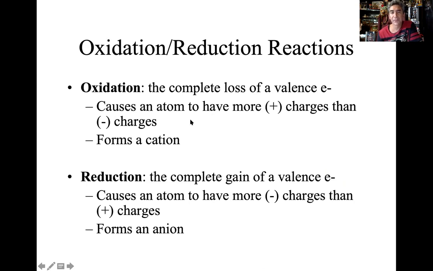So oxidation. Reduction, the opposite. We're going to keep the number of protons the same, but we gain more and more negative charges. So that gives us an overall negative charge. So a negative ion, anion, right? So that's where they get those terms from.